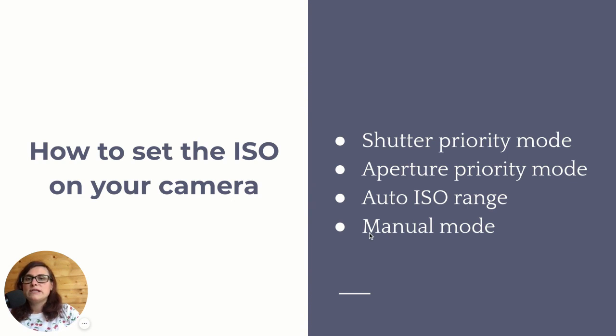And also, obviously, you can set your ISO in manual mode, because in manual mode you can control all of the three pillars of exposure. You will be able to control aperture, shutter speed, and ISO all by yourself. The camera doesn't do anything automatically.